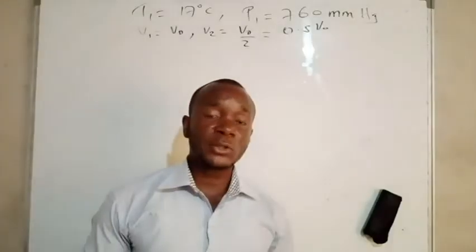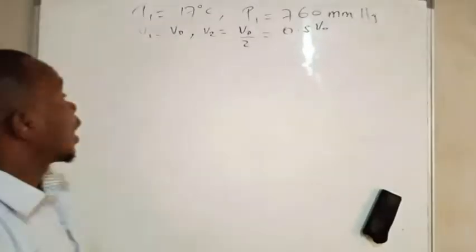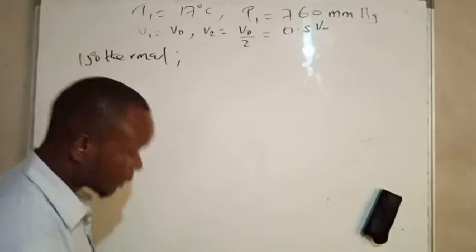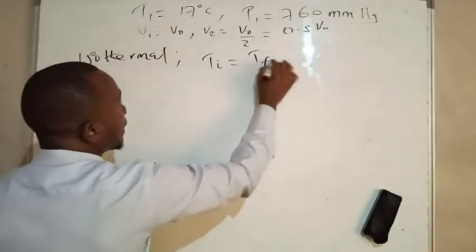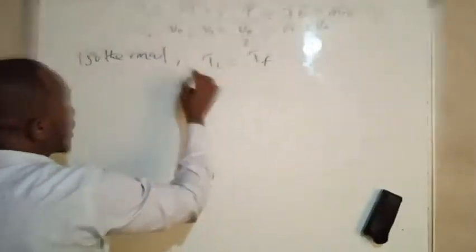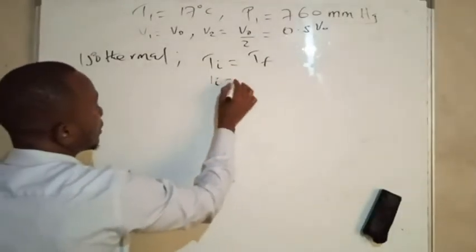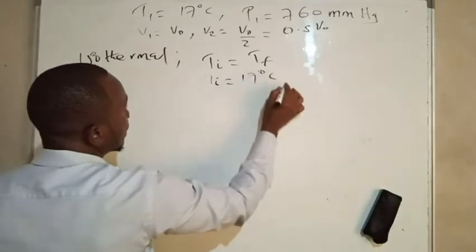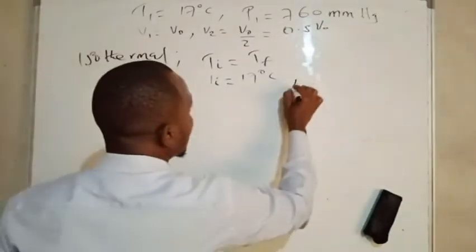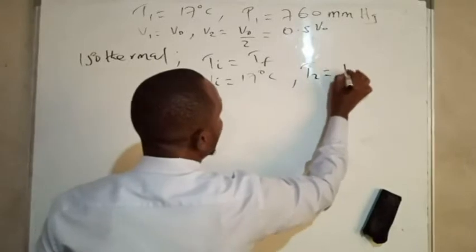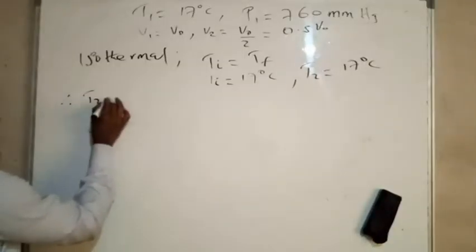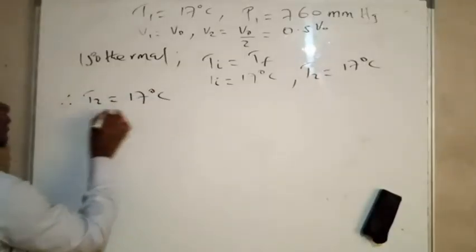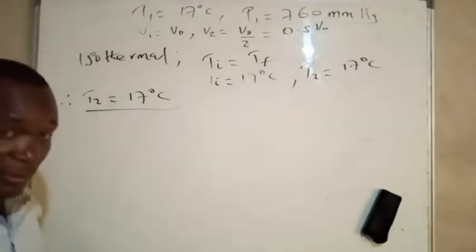So since the process is isothermal, the temperature is constant. So T initial is equal to T final, which is our T. So the T initial is equal to 17 degrees Celsius. This tells us T2 must be equal to 17 degrees Celsius in an isothermal process. So we can conclude that T2 is equal to 17 degrees Celsius. This is the answer for the first part.